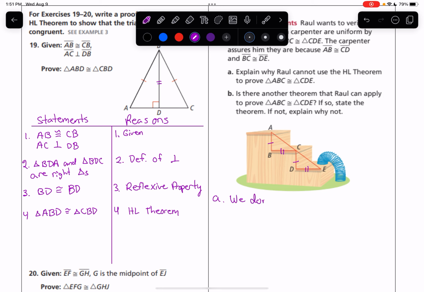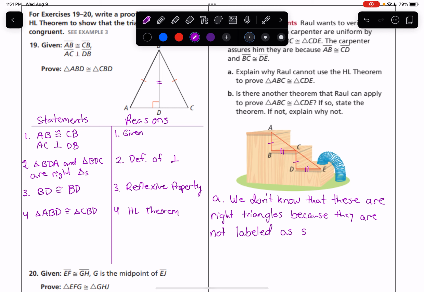We don't know that these are right triangles because they are not labeled as such. They're not labeled as right triangles.